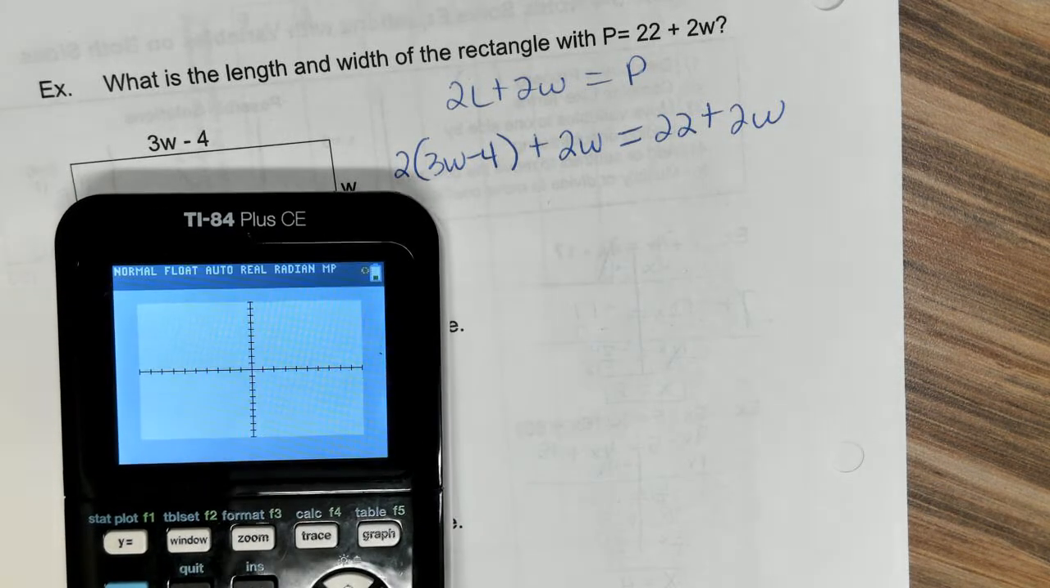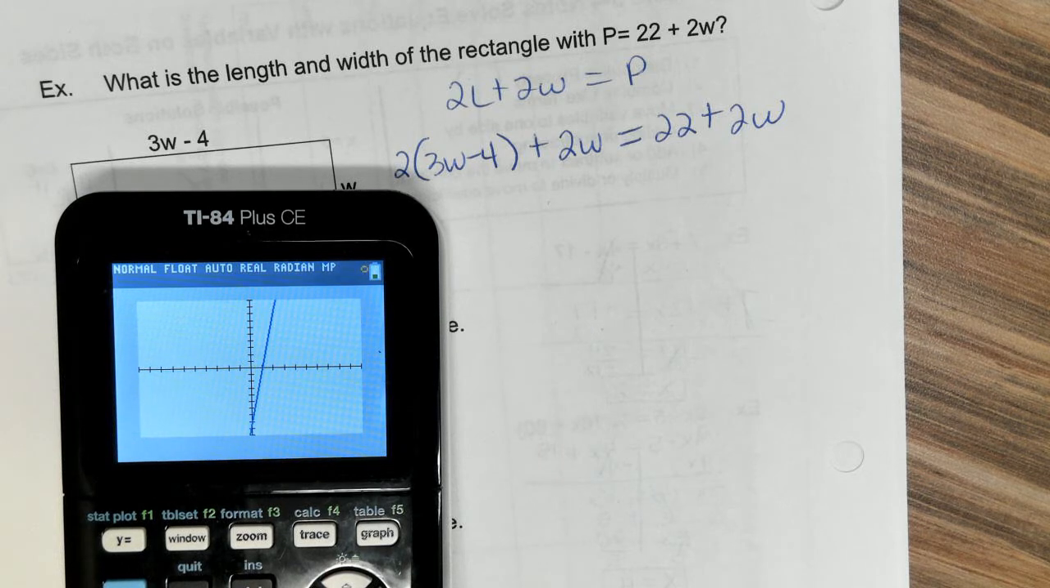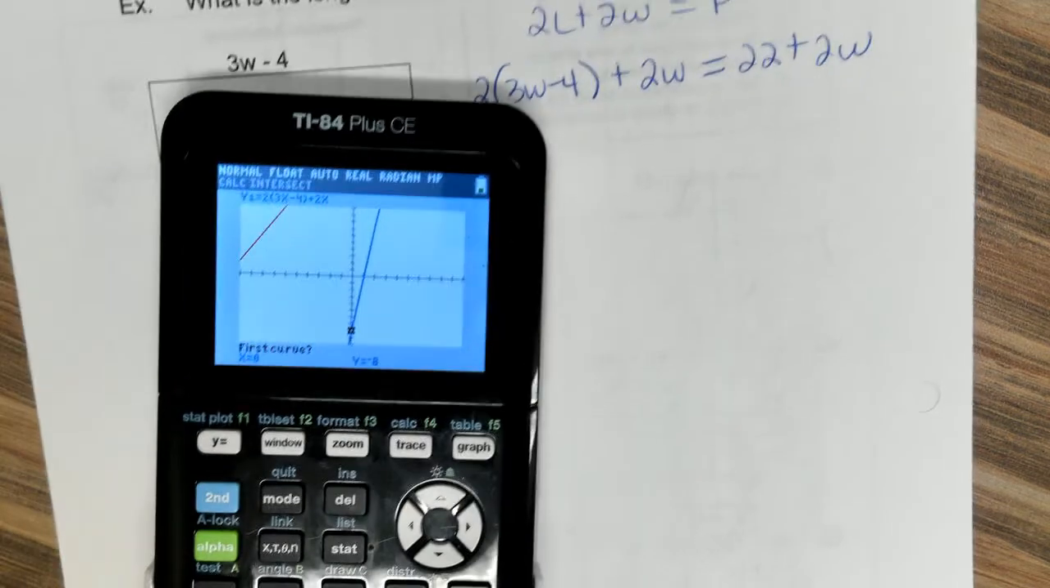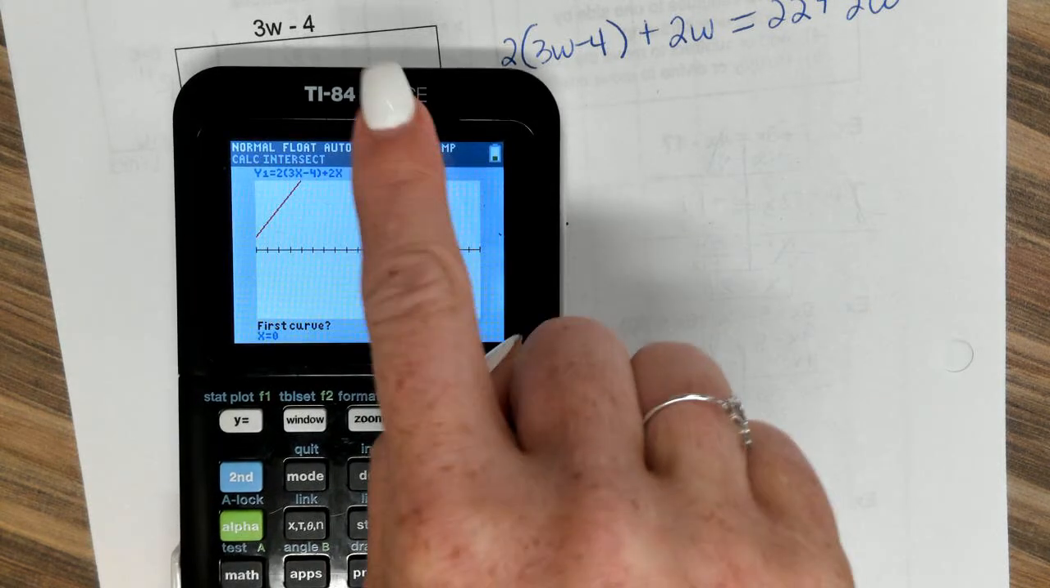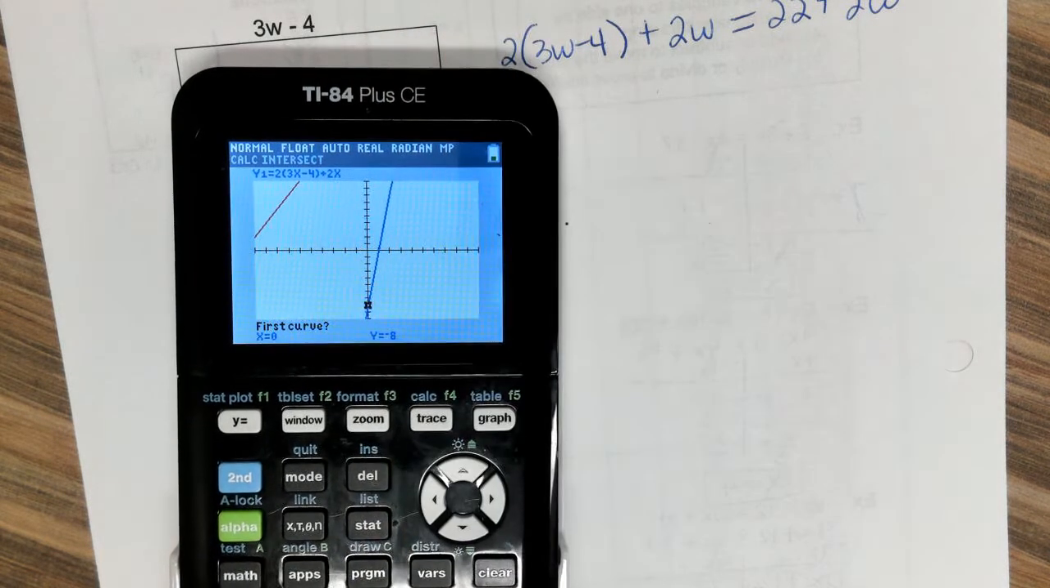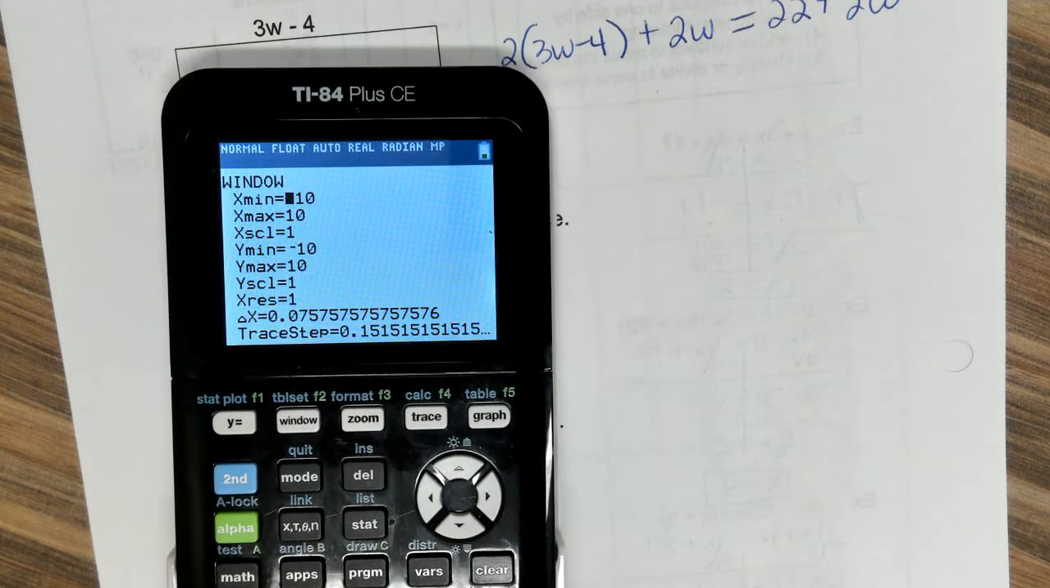Second, trace 5. Hey, y'all look at my screen real quick. Remember how I changed my windows? Can I see the intersection? No, so it's not going to solve it for me. So I got to go change it.